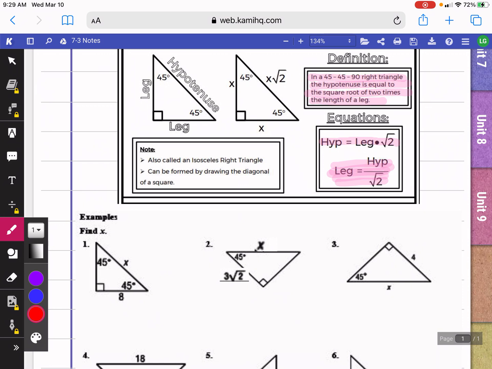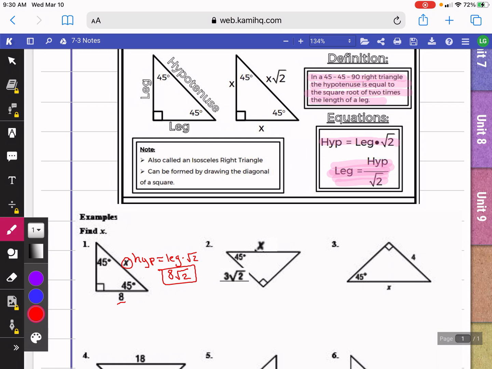In this first problem, we're finding x. I'm looking at x, and I see that that's the hypotenuse. So I'm going to use the formula for hypotenuse, which is equal to leg times square root of 2. Here my leg is equal to 8, so I would do 8 times square root of 2, and that would be my answer.